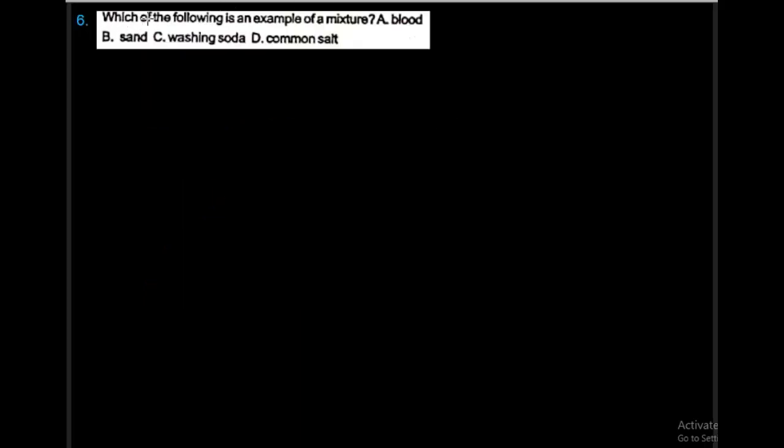Now number 6 here says, which of the following is an example of a mixture? Blood is a mixture, all right, because the components of blood can be separated by a physical method, and the physical method is centrifugation. So blood is a mixture.